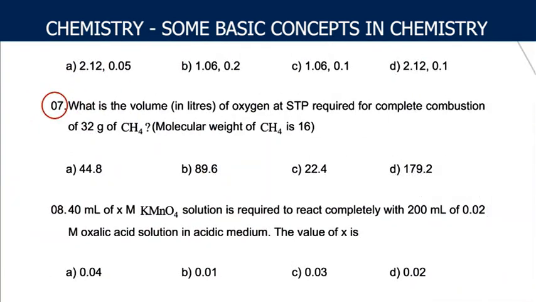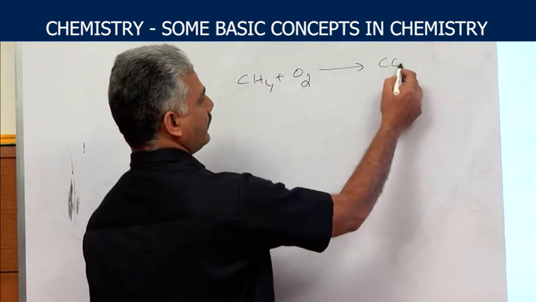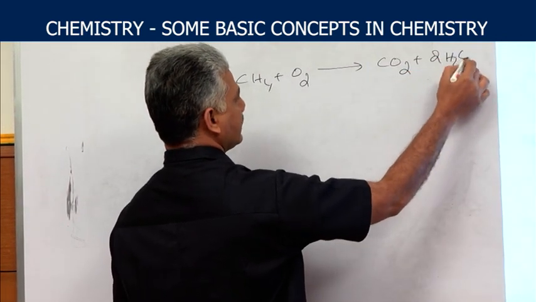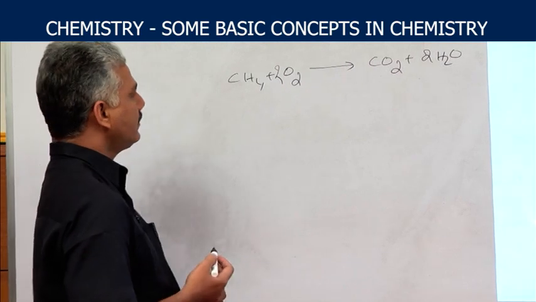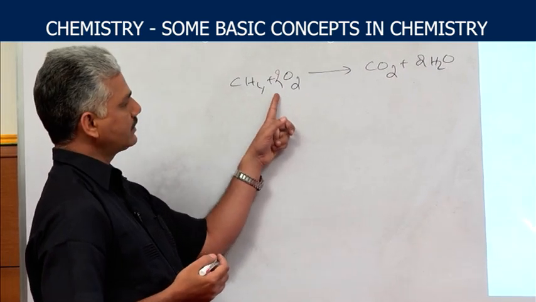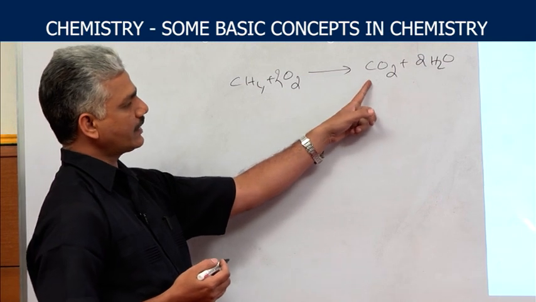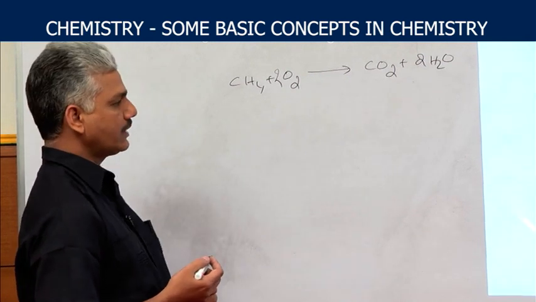What is the volume of oxygen at STP required for the complete combustion of 32 grams of methane? This problem is based on the reaction of combustion of methane. During combustion, any hydrocarbon will be converted into carbon dioxide and water vapor. Therefore, the balanced equation for this problem is 1 mole of methane reacts with 2 moles of oxygen to give 1 mole of carbon dioxide and 2 moles of water vapor.